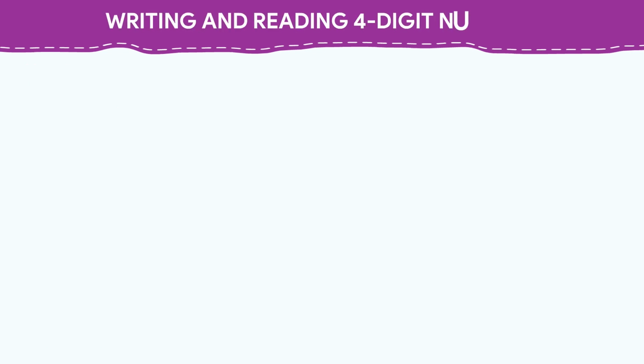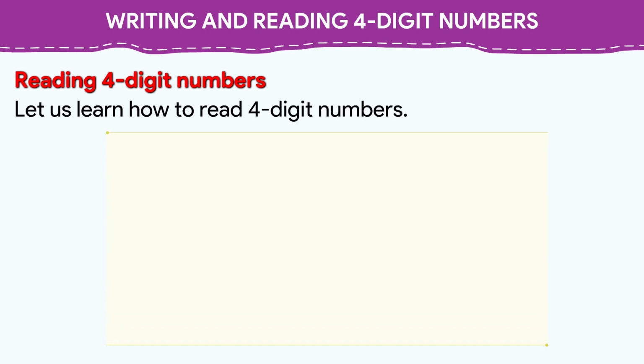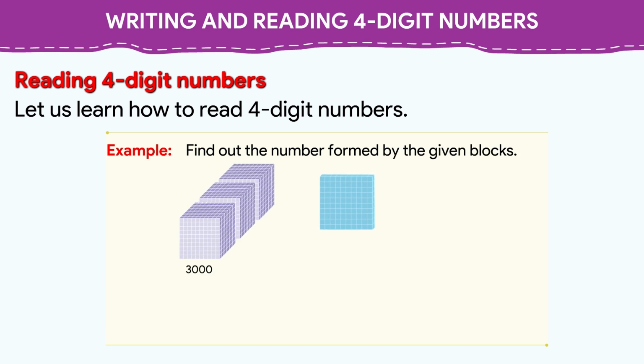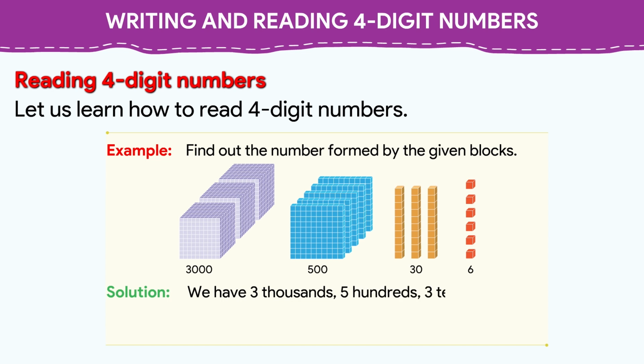Writing and reading 4-digit numbers. Let us learn how to read 4-digit numbers. Example. Find out the number formed by the given blocks. 3000, 500, 30, 6. Solution. We have 3 thousands, 5 hundreds, 3 tens and 6 ones. The number formed here is 3536. It is read as three thousand five hundred thirty-six.